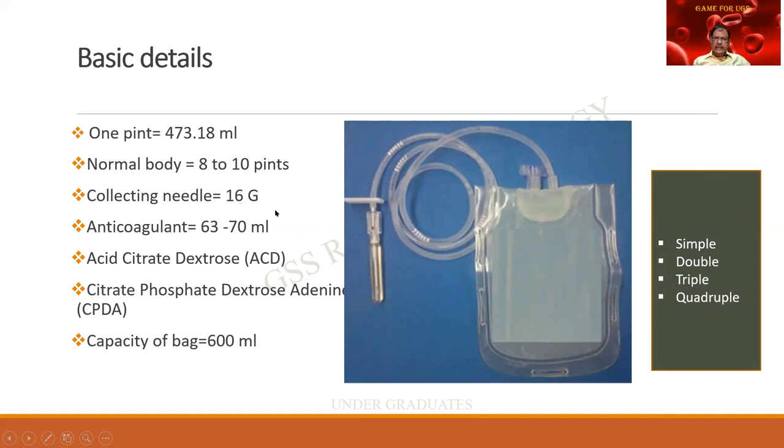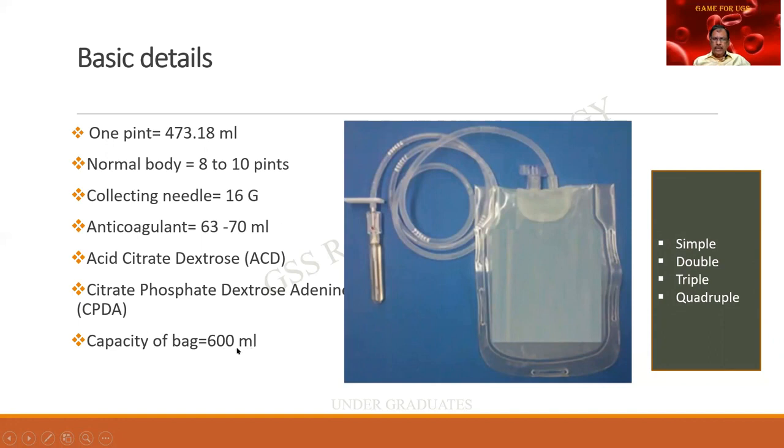The collecting needle, the needle over here, is a 16 gauge needle. And the anticoagulant, acid citrate dextrose, is 63 to 70 ml. So this is the ratio that should be maintained. There is another development on this that is called citrate phosphate dextrose adenine. So this is the anticoagulant that can be used.